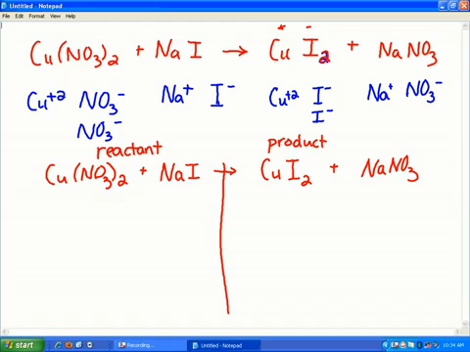And make a list of the chemicals that I have in the equation. I have copper, I have nitrogen, I have oxygen, I have sodium, and I have iodine. Making the same exact list so that I can easily match up to make sure my lists are the same. Because once they're the same, then they're balanced.